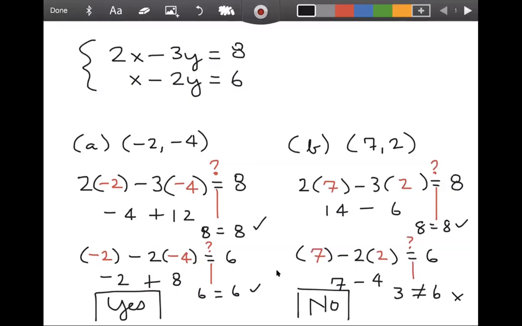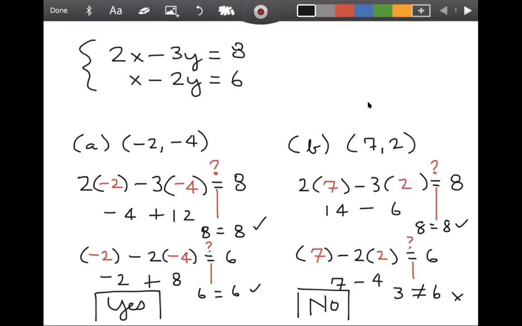So yes means it worked in every single equation. No means that there was at least one equation it didn't work for. And in the case of letter B, it was just the one equation. Of course, sometimes the ordered pair won't work in either equation. All right, back to the presentation.